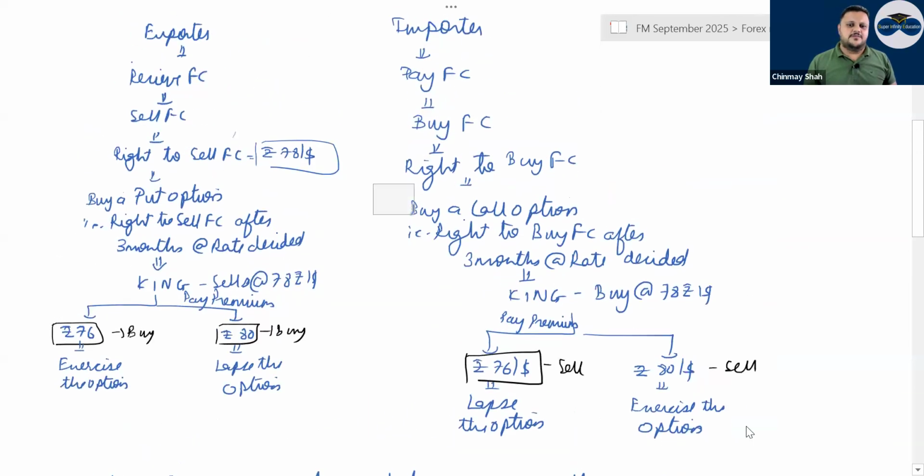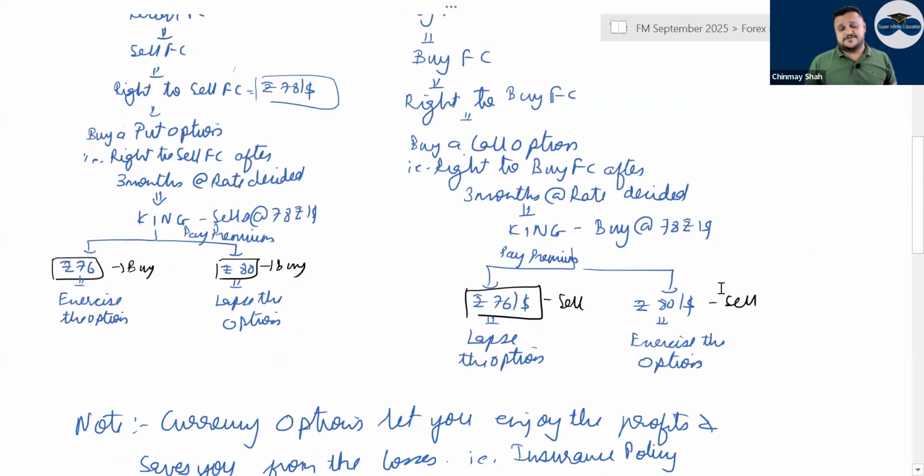Take buy a call option. Buy a call option means right to buy the foreign currency. After 3 months, at the rate decided, you will pay premium. You are buying at 78. Now if the rate goes to 76, would you want to buy at 78 or 76? 76, correct. It is cheaper in the market.